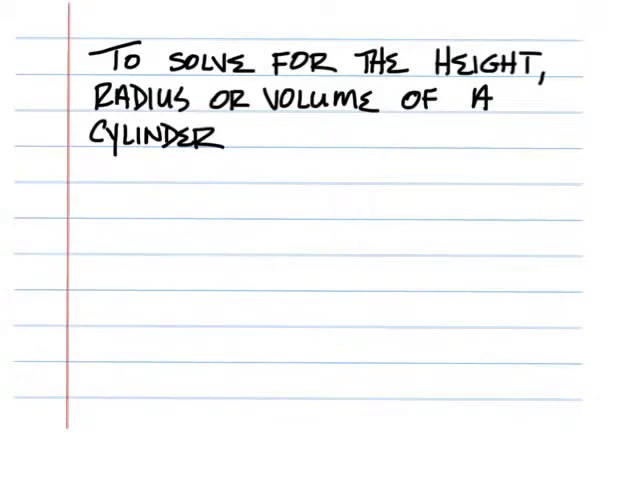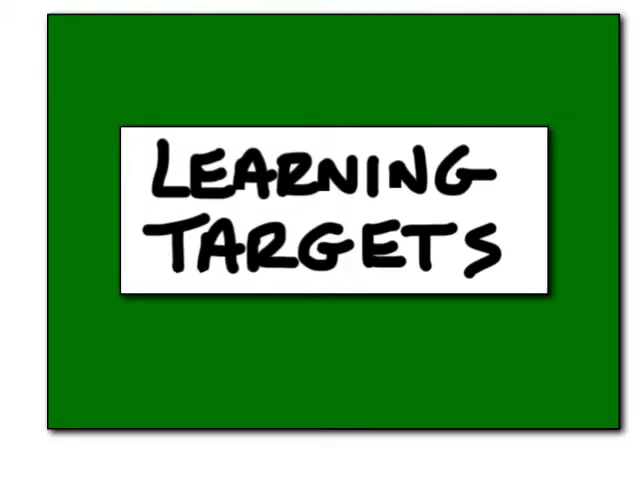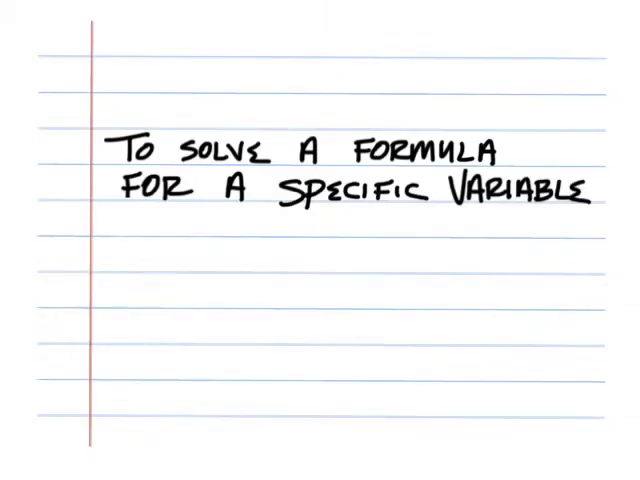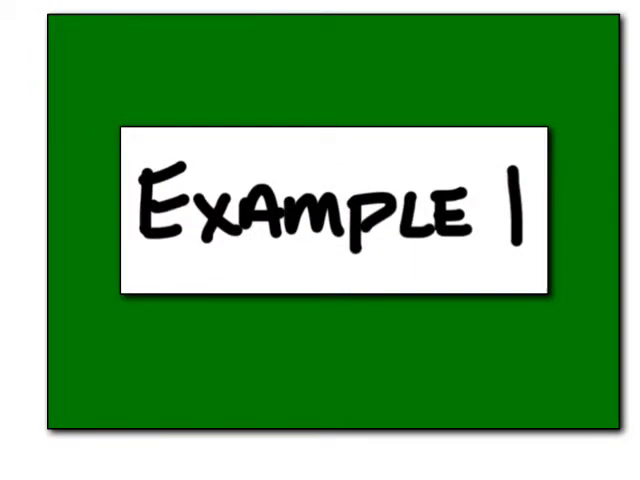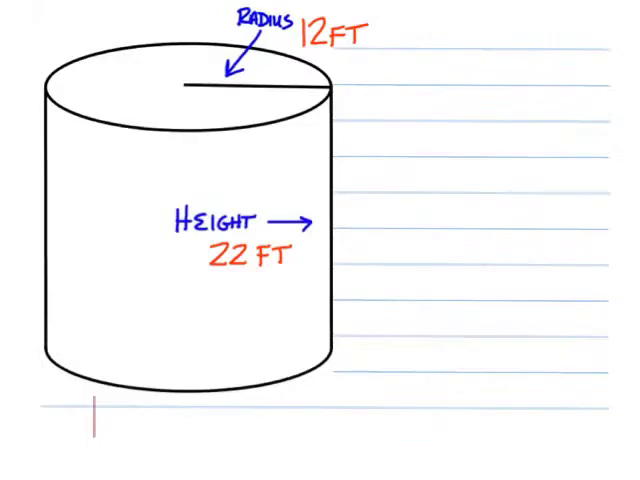Objectives. To solve for the height, radius, or volume of a cylinder. Specific learning targets. To solve a formula for a specific variable, either V, H, or R in this case. Example number 1. You're given the radius and the height. What you have to solve for would be the volume.